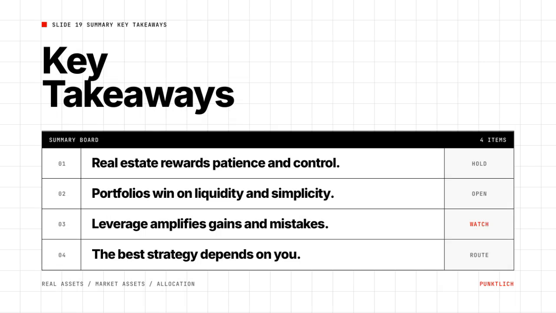Let's review the key takeaways from our discussion. First, real estate rewards patience and control. It's not a quick flip game. Success comes from holding properties over time and managing them carefully. Second, portfolios perform best when they focus on liquidity and simplicity. Having assets that are easy to buy and sell and keeping the strategy straightforward can really improve outcomes.